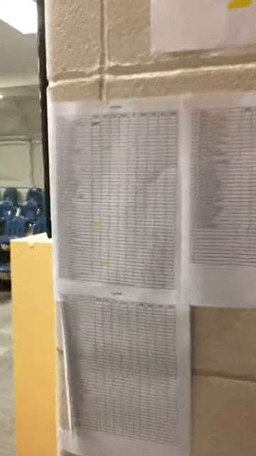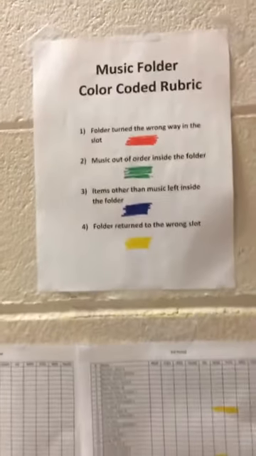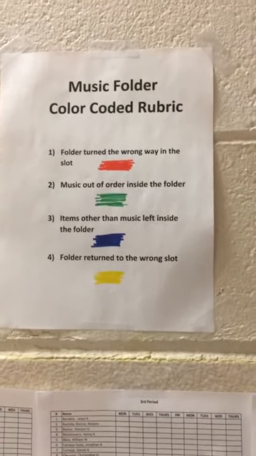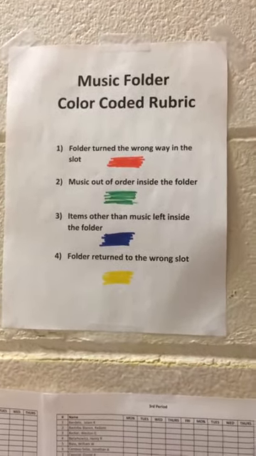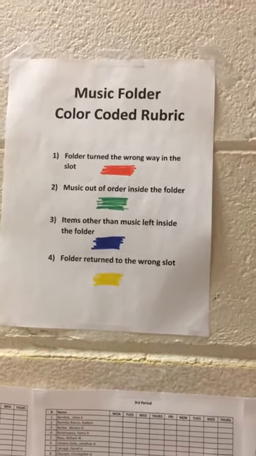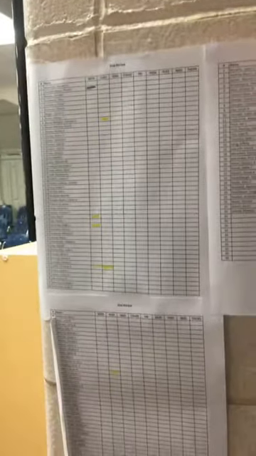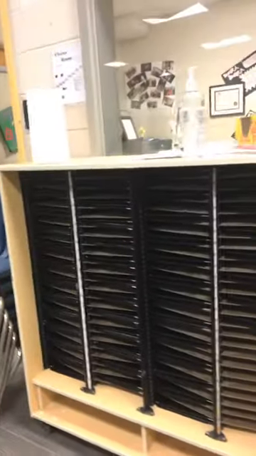I have chosen student monitors who use this color-coded folder rubric at the end of each class period, and they mark the folders. They randomly check some. They pull them out and see if they are in order. Students have to keep the music in alphabetical order, so we'll check one right now. This little sticker needs to be replaced.